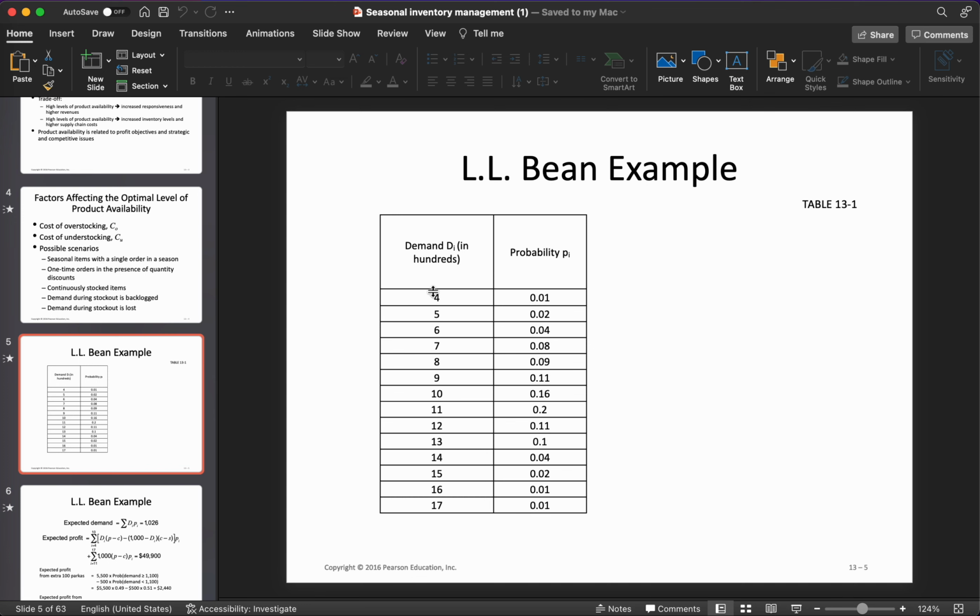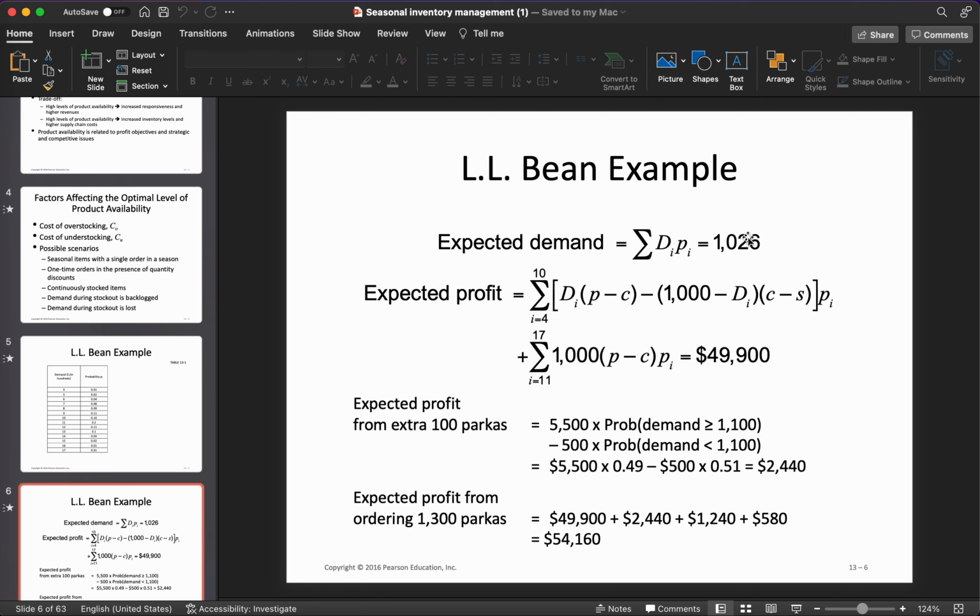The probability that it's 400 is 1%, the probability that it's 500 is twice that. Because the probabilities are different, you cannot just add them all up and divide by the number of numbers to find the average. Instead, you'll have to find a weighted average, right? So to find the average value, you say the demand is 400 1% of the time. So 400 times 1% plus 500 times 2% plus 600 times 4%, 700 times 8%, and so on. And then we add them all up, we will find that the average demand is around 1026. That's approximately the average value, right?